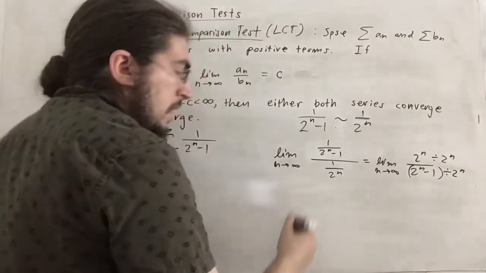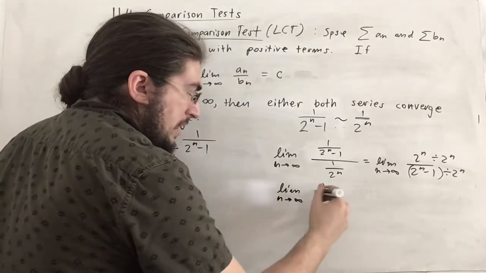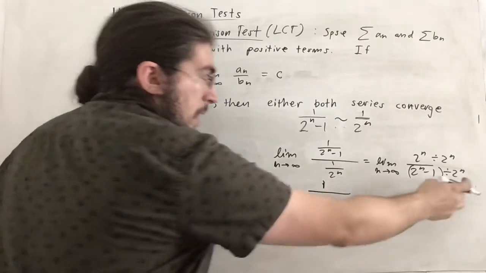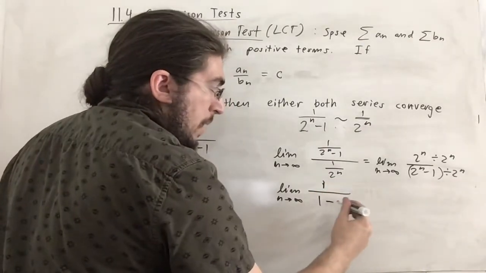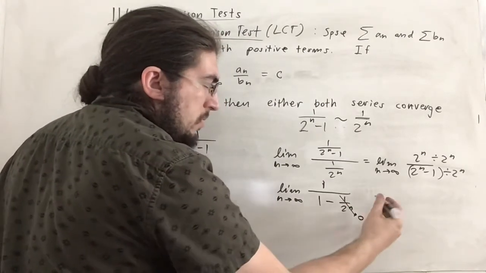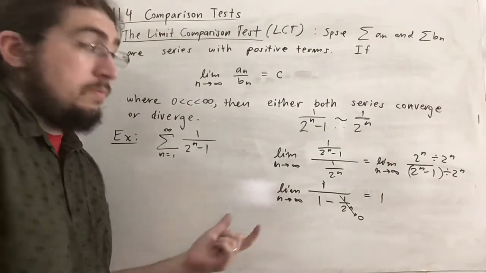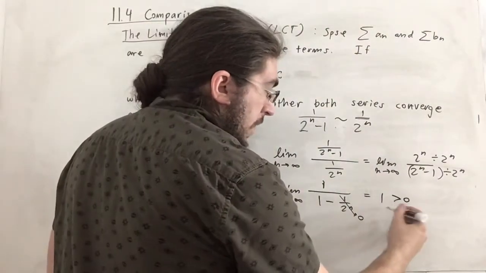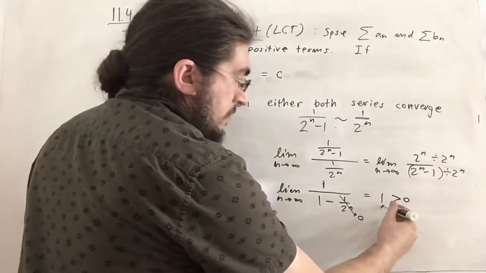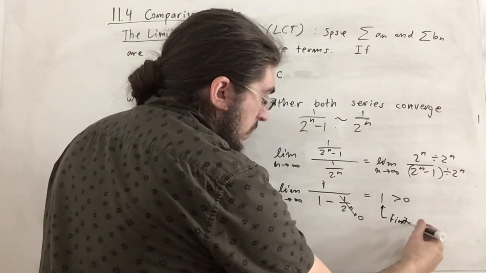I'll do that. So if you divide top and bottom by 2 to the n, on the top, we'll get 1, because anything divided by itself is 1, of course. On the bottom, if you distribute this division, we get 1 minus 1 over 2 to the n. And in the limit, 1 over 2 to the n will go to 0, so we're just left with 1. So the limit here is bigger than 0 and it's finite. And that's all we need. We want a positive finite number as our result.